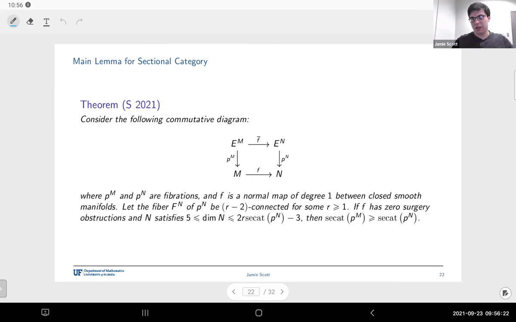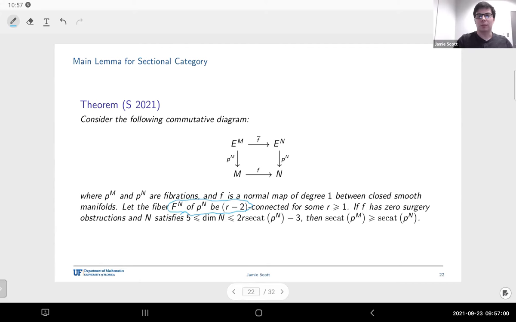And so what this says is that if we have a commutative diagram whose legs are fibrations and whose base map is that normal map of degree one between smooth closed manifolds, and we suppose that this map F lifts to a map F bar between the total spaces of the fibrations, so long as we assume that, then we can get the theorem from before. The only difference here is that we assume that the fibers are R minus two connected. Instead of assuming N is R minus one connected, we assume the fibers are R minus two connected.